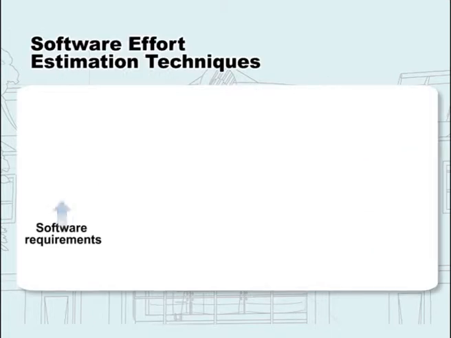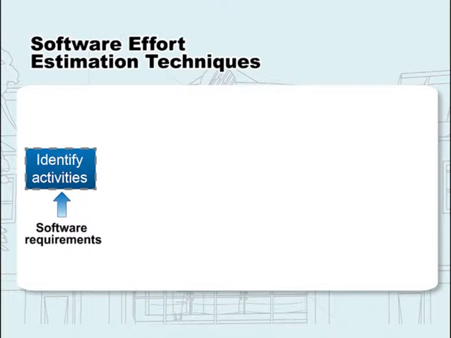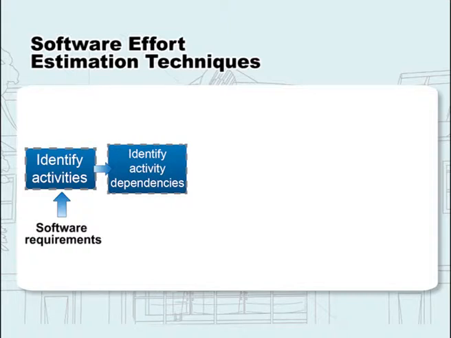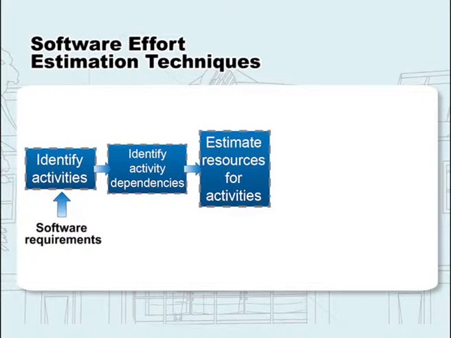Let's see the steps required for project scheduling. The first step is identify activities. In this step, you identify activities based on your software requirements in order to achieve the project objectives. The next step is identify activity dependencies. Here, you identify the dependencies between the activities. When you are done with this step, you will move to the third step, which is estimate resources for activities. Here, you will estimate the number of resources required to run each activity.